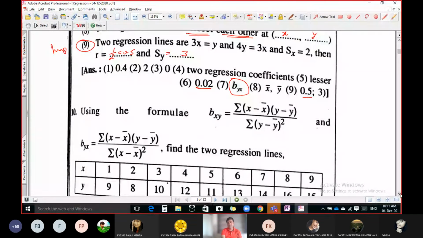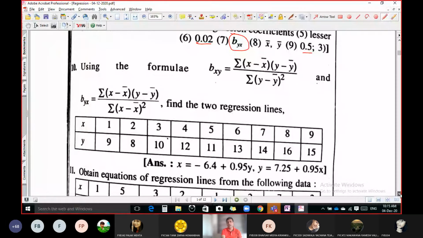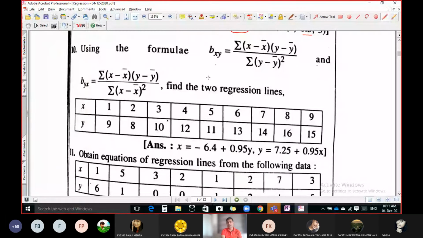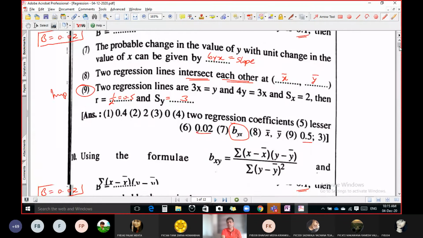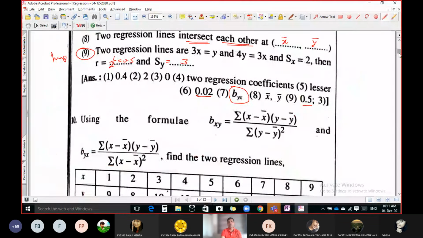See question number 10. Using the formula bxy equal to this formula, which is already given, find the two regression lines. So x and y are given, and how to find this byx and bxy, you know it very well, because it is one of the examples of your 12th standard. So we are not going to discuss that one. You can consider that your homework, and if you find any difficulty, we will discuss your doubts in our next lecture.